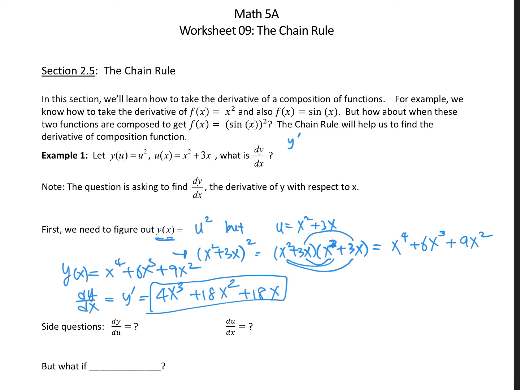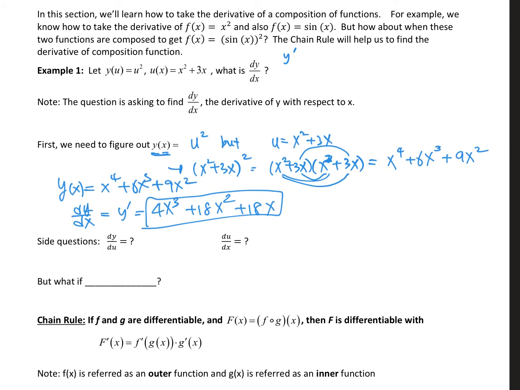So it needed extra work, but it wasn't too bad. I have a side question. What if the question was to find dy du? Here they're saying use u as a variable. Okay, use u as a variable, then it's just u squared. That'll be pretty straightforward. That'll be just 2u to the 1 power, which is just 2u, that's it. So it depends on what the question is asking. If they're saying to use u as the variable, that's it, and I don't have to do any extra work.